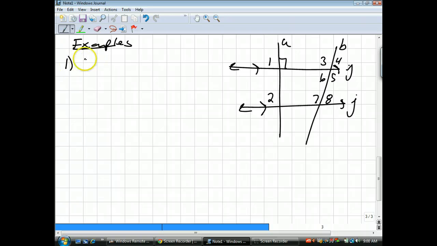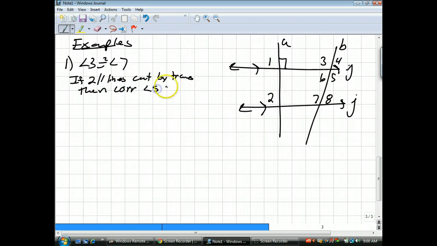Okay, so in terms of this picture, what allows me to say that angle 3 is congruent to angle 7? Okay, well, angle 3 and angle 7 are this angle and this angle, and they are corresponding angles. And so the reason that we would give for those being congruent is, if two parallel lines are cut by a transversal, then corresponding angles are congruent. Okay?